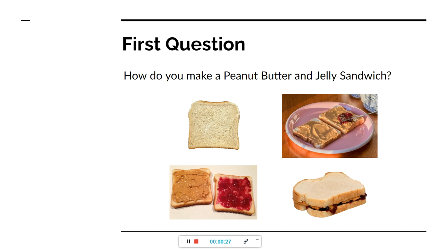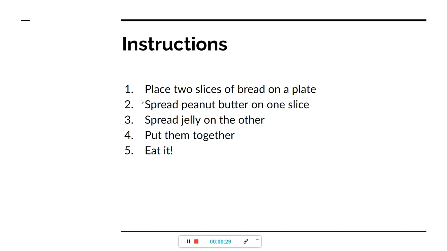Well, it's pretty simple. We take two slices of bread and put them on a plate. We spread peanut butter on one slice, we spread jelly on the other, we put them together, and we eat it. Now, what I want you to notice is this. We can't start with instruction 3 and then go to instruction 2 and then instruction 1 and then instruction 5, because it doesn't make sense.